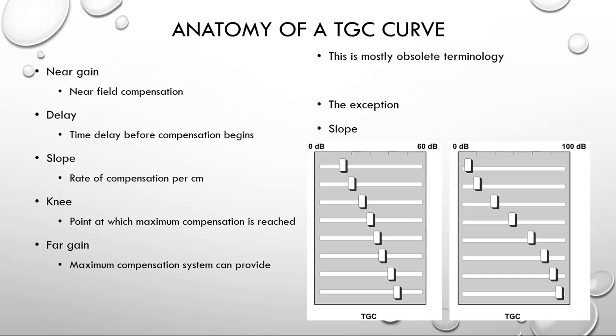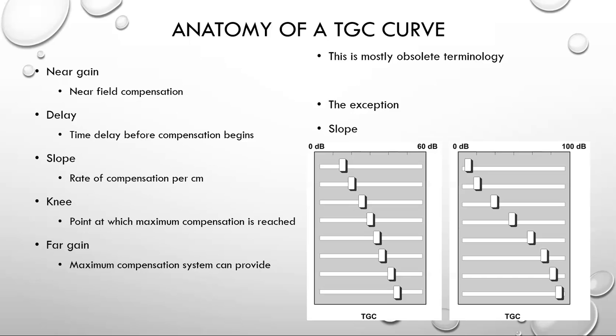If you really want to learn about it, I can take the old machine out of the closet and show you exactly which button adjusts the near gain, the delay, the knee, and the far gain. Not very good stuff to play around with. Made it very hard to scan, and we all rejoiced when they came out with time gain compensation such as we see today. But we still talk about the slope of our TGCs, even though we don't worry about the near gain, delay, knee, and far gain. The slope is how much amplification per centimeter depth we're going to need in order to make a nice homogeneous image.